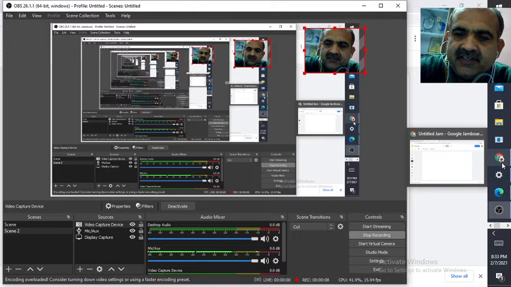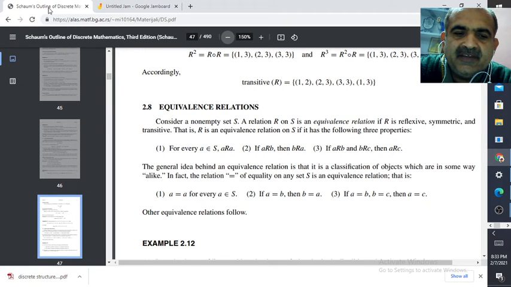Now let's see what is equivalence. Consider a non-empty set S and a relation R on S. The relation name is R and it is made on the set S. It is an equivalence relation if R is reflexive, symmetric and transitive. We have told this in earlier classes, and we will tell again.